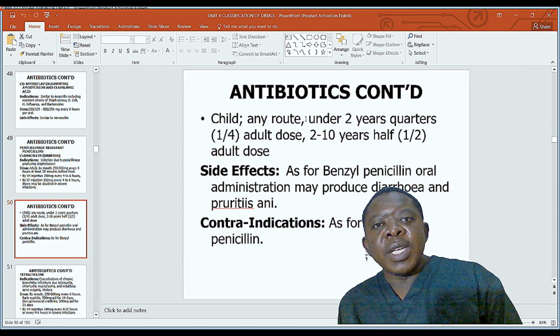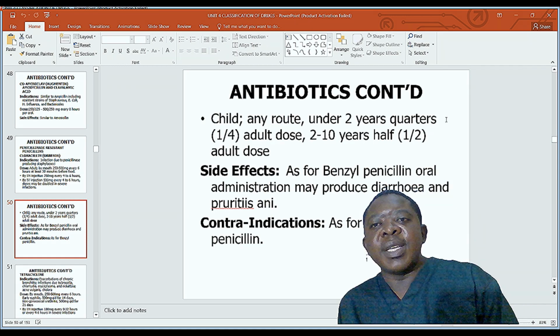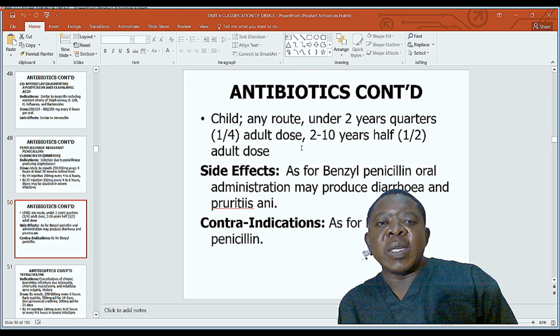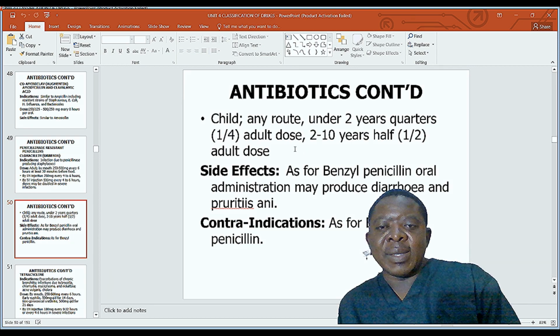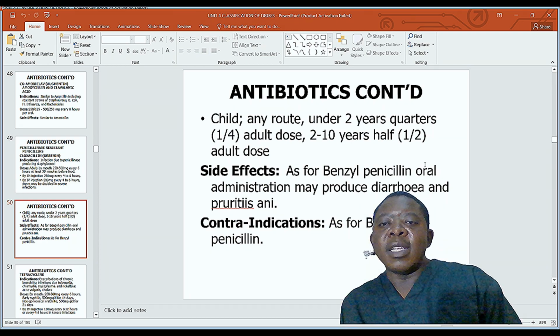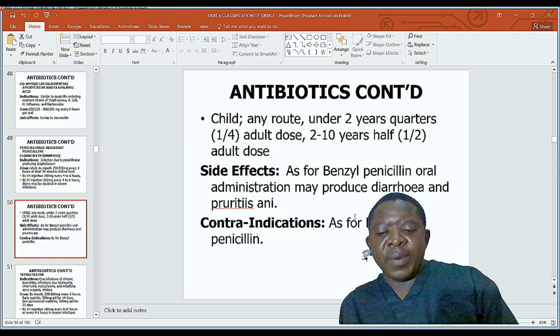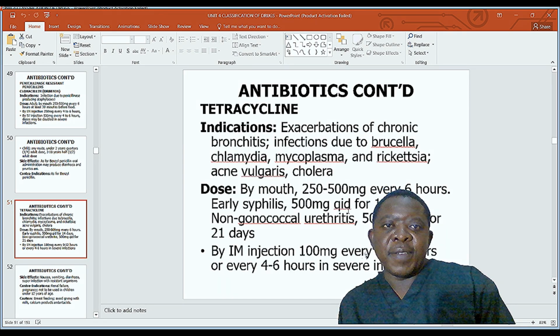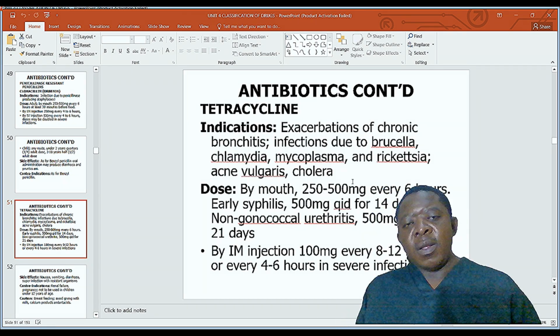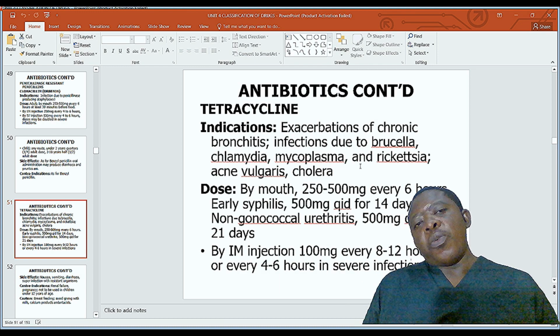For children under 2 years, as with adults, you can always calculate according to the doctor's order. As for benzylpenicillin, oral administration may produce diarrhea and pruritus, so the side effects for this one are also the same. Contraindication also includes hypersensitivity.